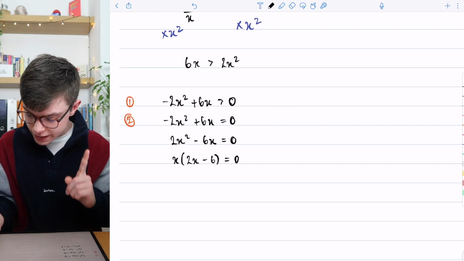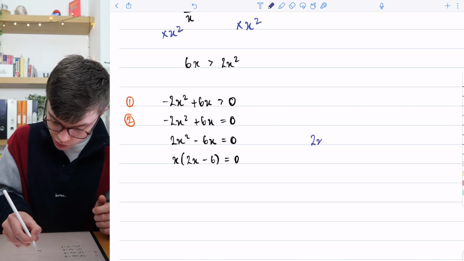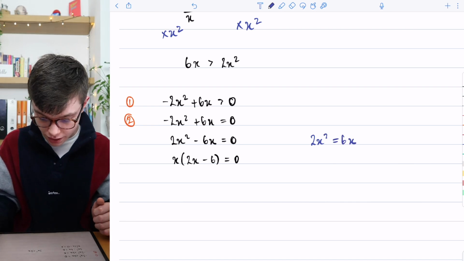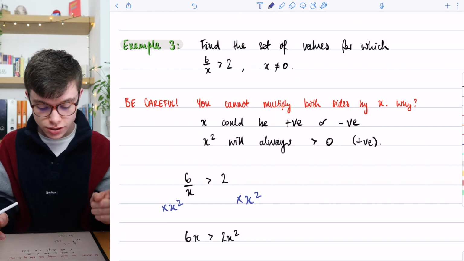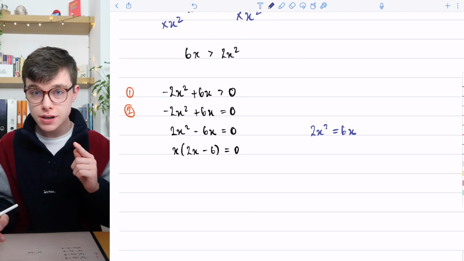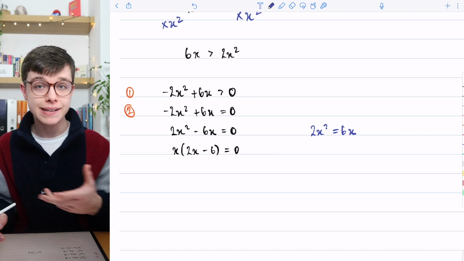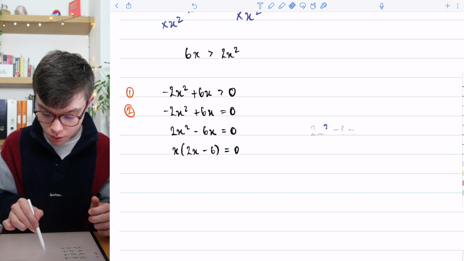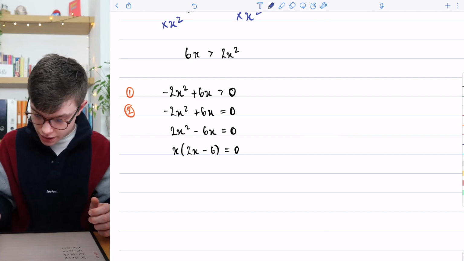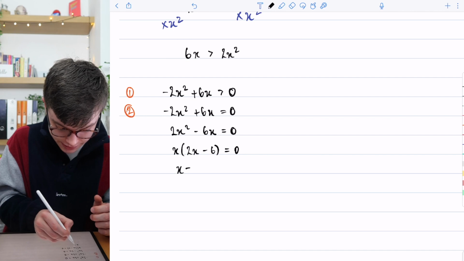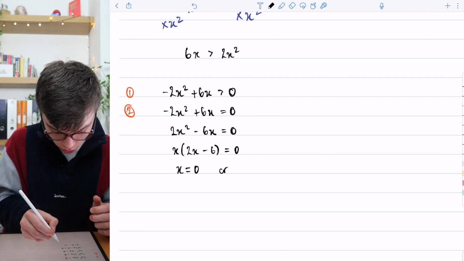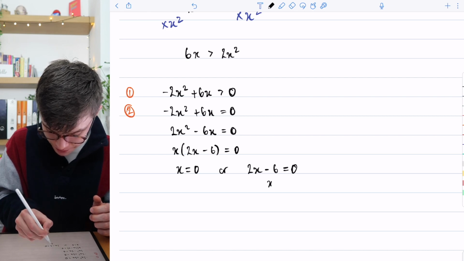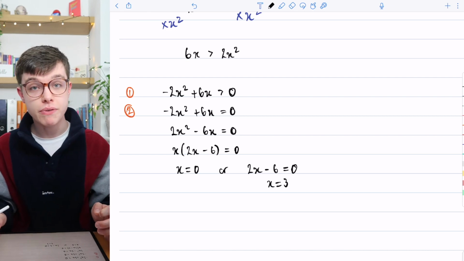And then just be careful here. What I don't want you to do is this: I don't want you to do that and then divide by x, because even though we're told in the question x is not 0, it's just a bad habit, because in some cases x could be 0. So factorise normally here, just factorise out by taking an x. That then tells me that x is equal to 0, or we've got 2x minus 6 is equal to 0, so x is equal to 3.